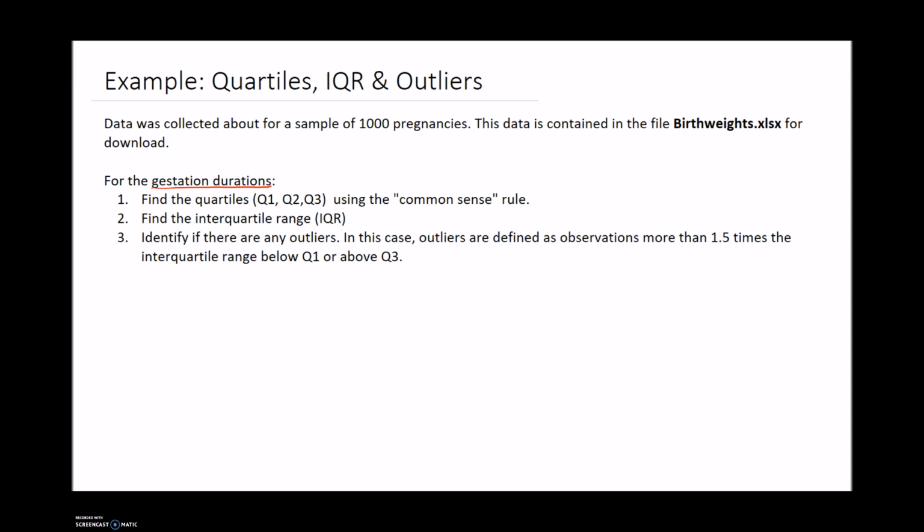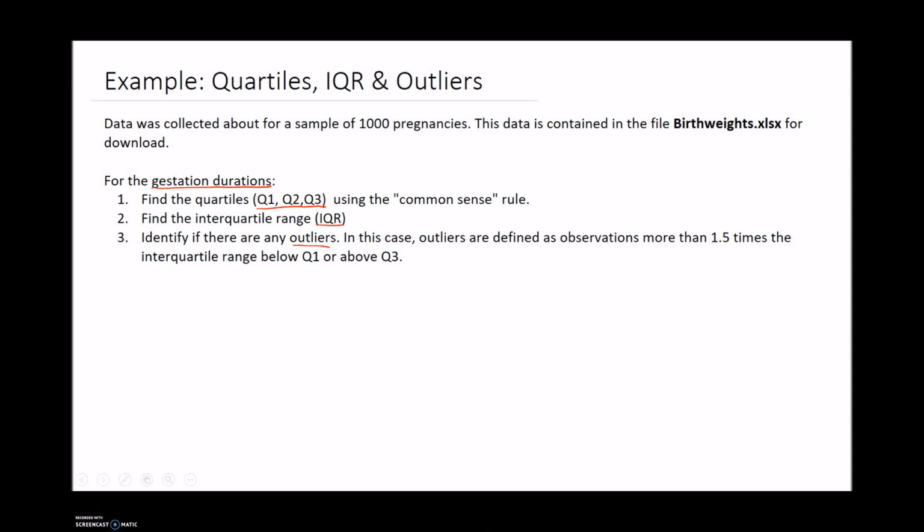So we have three tasks. The first one is to identify the quartiles, so Q1, Q2 and Q3, and we're told to use the common sense rule in order to do this. The next thing is to figure out the interquartile range, which you can get once you've got the Q1 and Q3. And then finally we're asked to identify if there's any outliers, and we've been given a definition for what an outlier should be for this particular case, and that's related to the interquartile range and also the Q1 and Q3 values. So to start off with, what we're going to do is figure out these quartiles.